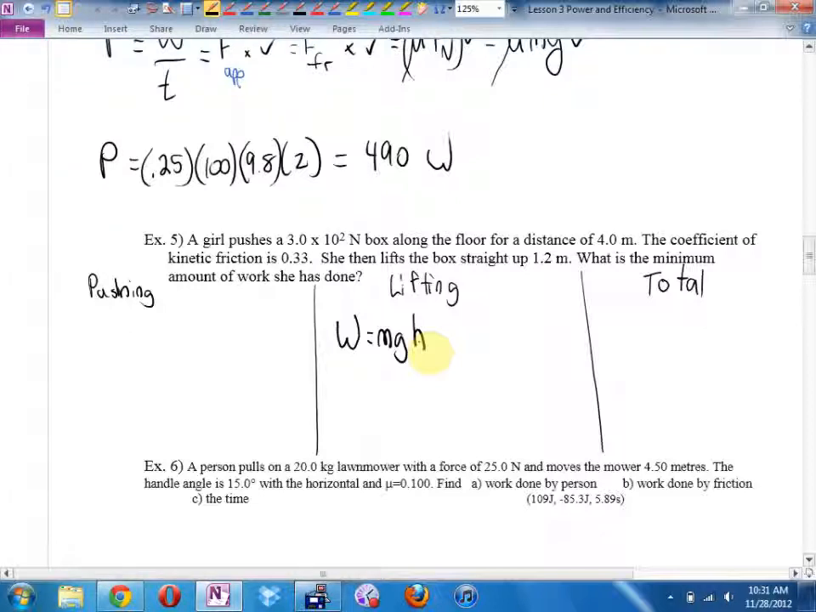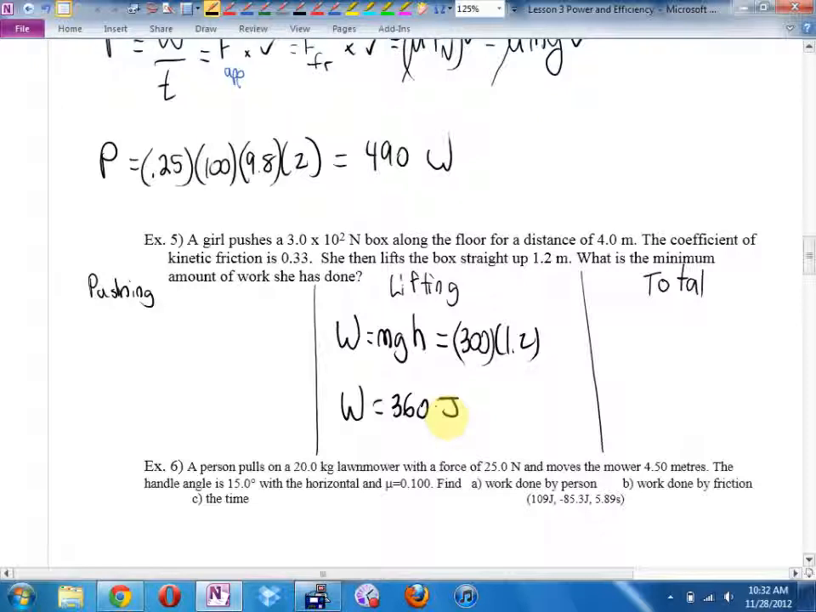Now, she may have also sped it up when she lifted it, but it does say minimum amount of work, so I think it's assuming no change in kinetic energy, constant speed. It's going to be mass. Oh, no, not mass. mg is 300, so it's just going to be 300 times 1.2. This I can do in my head. That's going to be 360 joules, because 3 times 12 is 36, so 300 times 1.2 is 360.